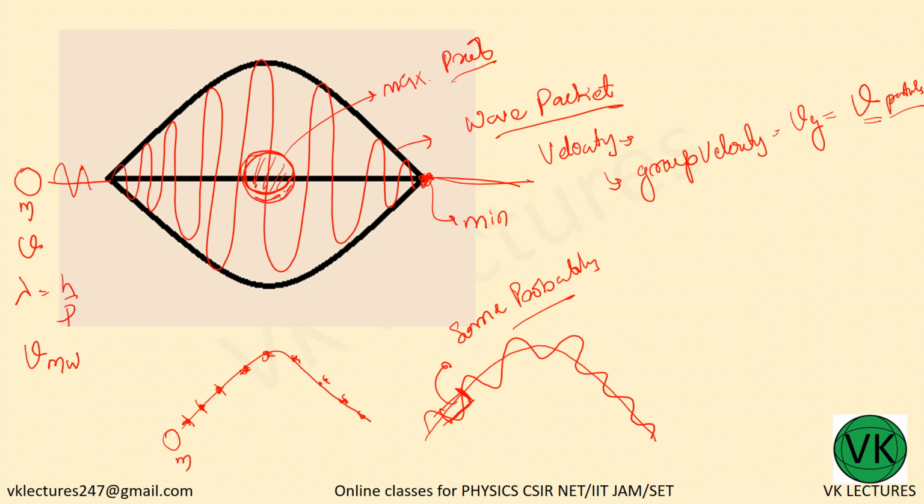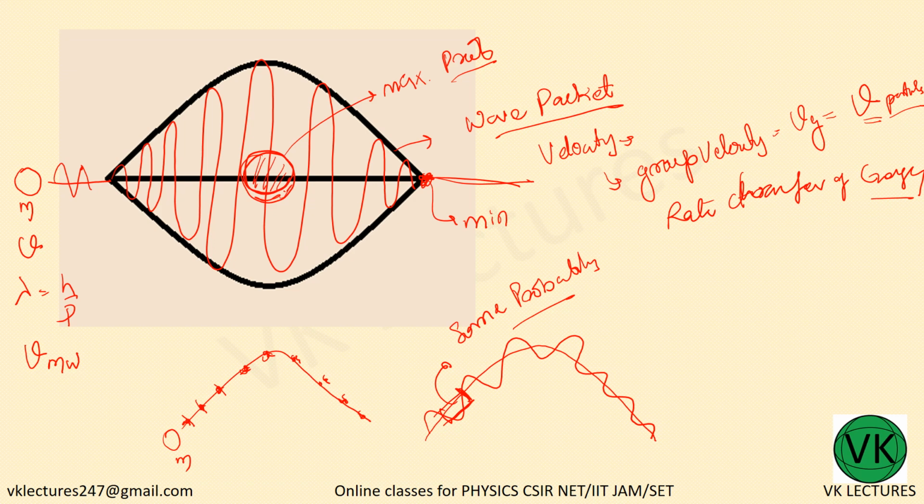Now this group velocity is also called the rate of transfer of energy. Group velocity is an indication of the transfer of energy, how fast the energy is transferring. At high speed the energy transfer is high.